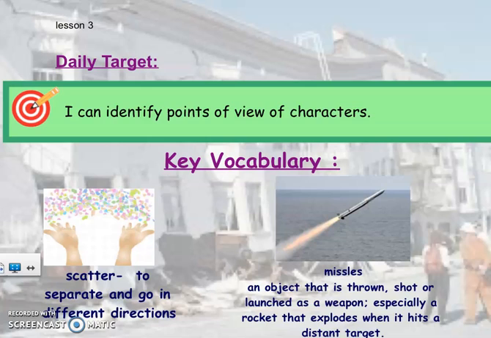Today our learning target is I can identify points of view of characters. After listening to the story, our two vocabulary words that we're going to focus on are scatter and missiles. Scatter means to separate or go in different directions. Missiles is an object that is thrown, shot, or launched as a weapon, especially a rocket that explodes when it hits a distant target. You can see our two images of scatter and missile.